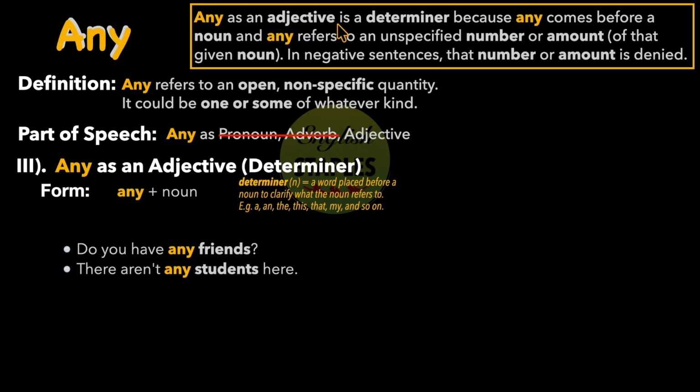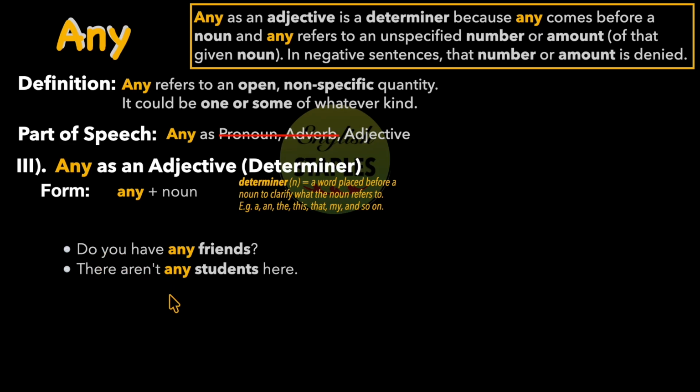Any as an adjective is a determiner because any comes before a noun, and any refers to an unspecified number or amount of that given noun. In negative sentences, that number or amount is denied. Let's break this note down. Any as an adjective is a determiner because any comes before a noun.